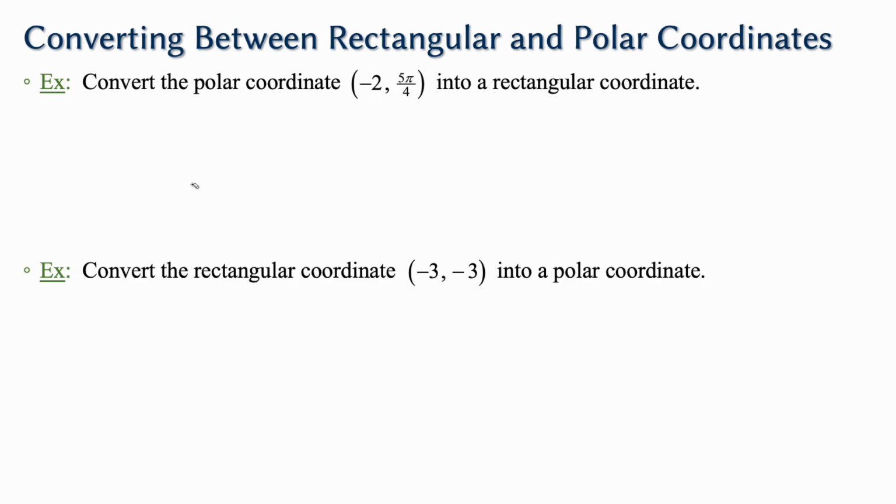So let's begin trying to convert coordinates. In our first example, let's start with a polar coordinate, and we're going to move this into rectangular. So again, we're going to use the formulas we just talked about. To find the x value, we're going to take our r and multiply it times the cosine of this angle. So it's going to be -2 times the cosine of 5 pi over 4.